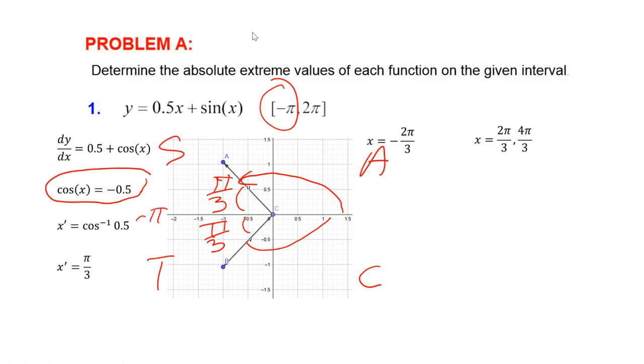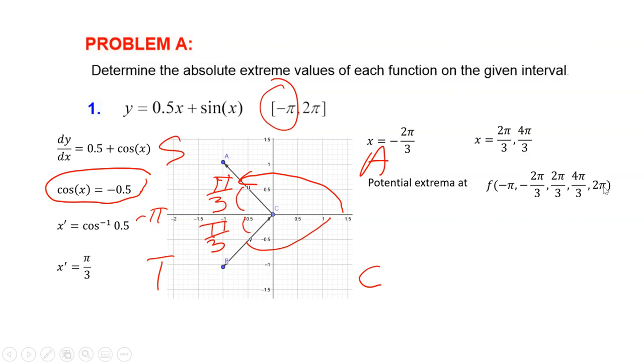So are those the answers? No, those are not the answers. Because the question asks for the extreme values of the function, which are all y values. So I need to take these x values and put them into the function itself. Now, the possible extremes are at minus pi, minus 2 pi over 3, 2 pi over 3, 4 pi over 3, and 2 pi.